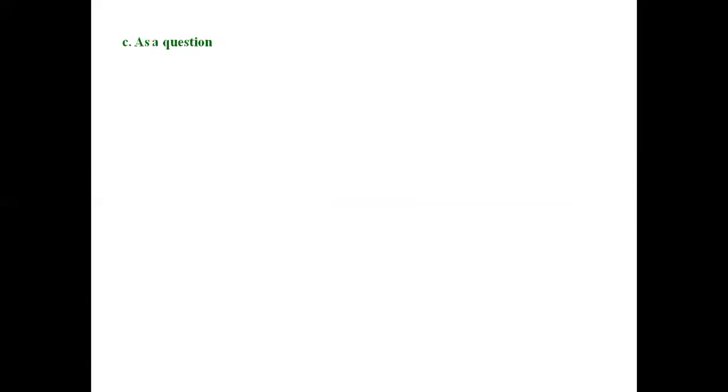C, which is the third situation. Here as a question where we want to ask a question using the verb to be in the simple present. So we need to start with the form of the verb in simple present, then the pronoun, and then the rest of the sentence. Example with the pronoun I. Am I the teacher of math?